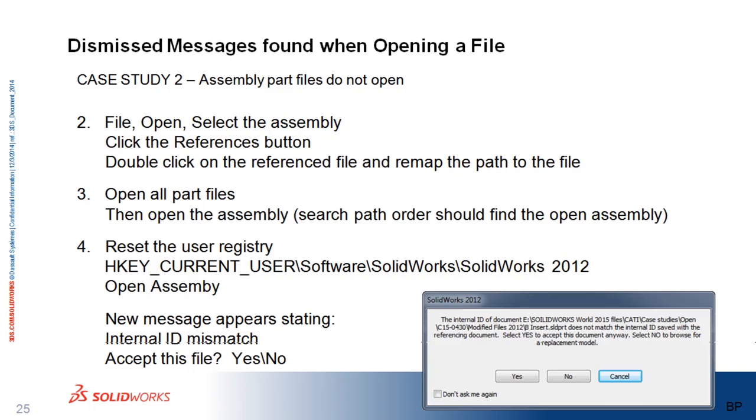And once we've started exhausting these upfront possibilities, we commonly will go in and wipe out the user registry. Take your settings back to the SOLIDWORKS default. Okay, so we can go into HKEY_CURRENT_USER, Software, SOLIDWORKS and wipe that out, and you'll get a brand new clean registry. And when we did that and reopened the assembly, suddenly we got a message that popped up talking about an internal ID mismatch. Do you want to accept the file?